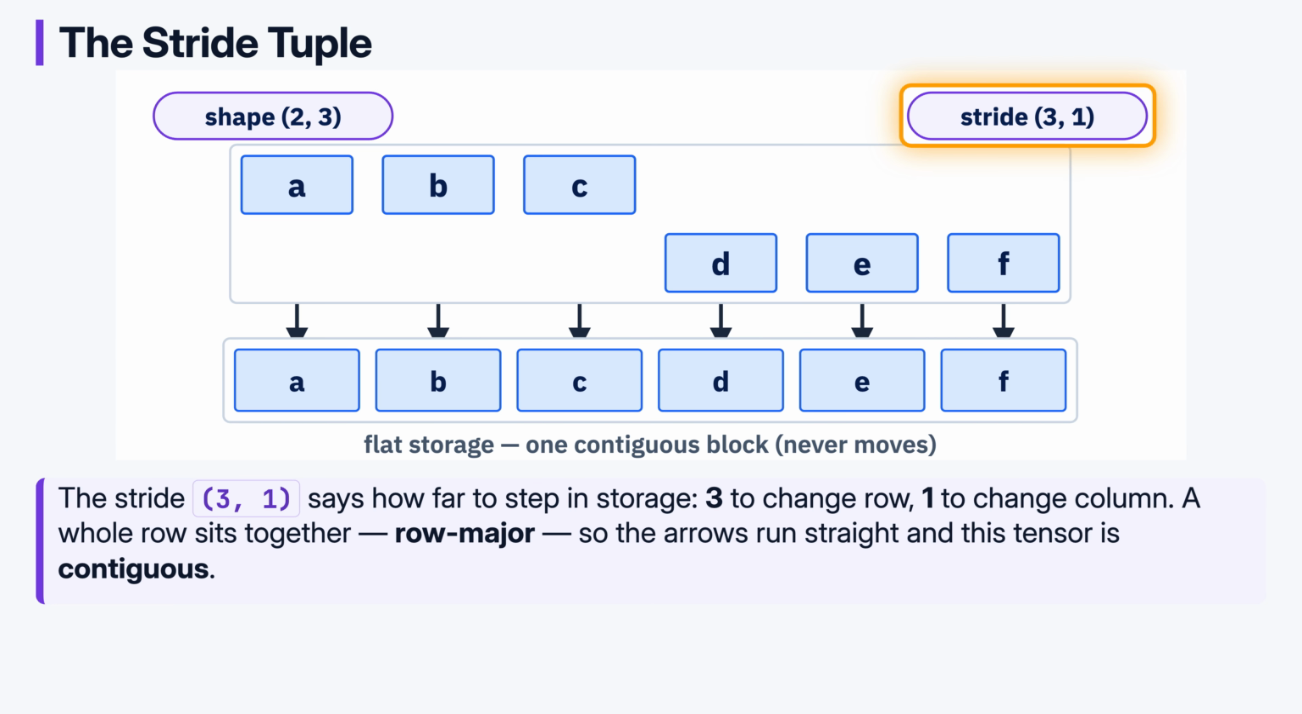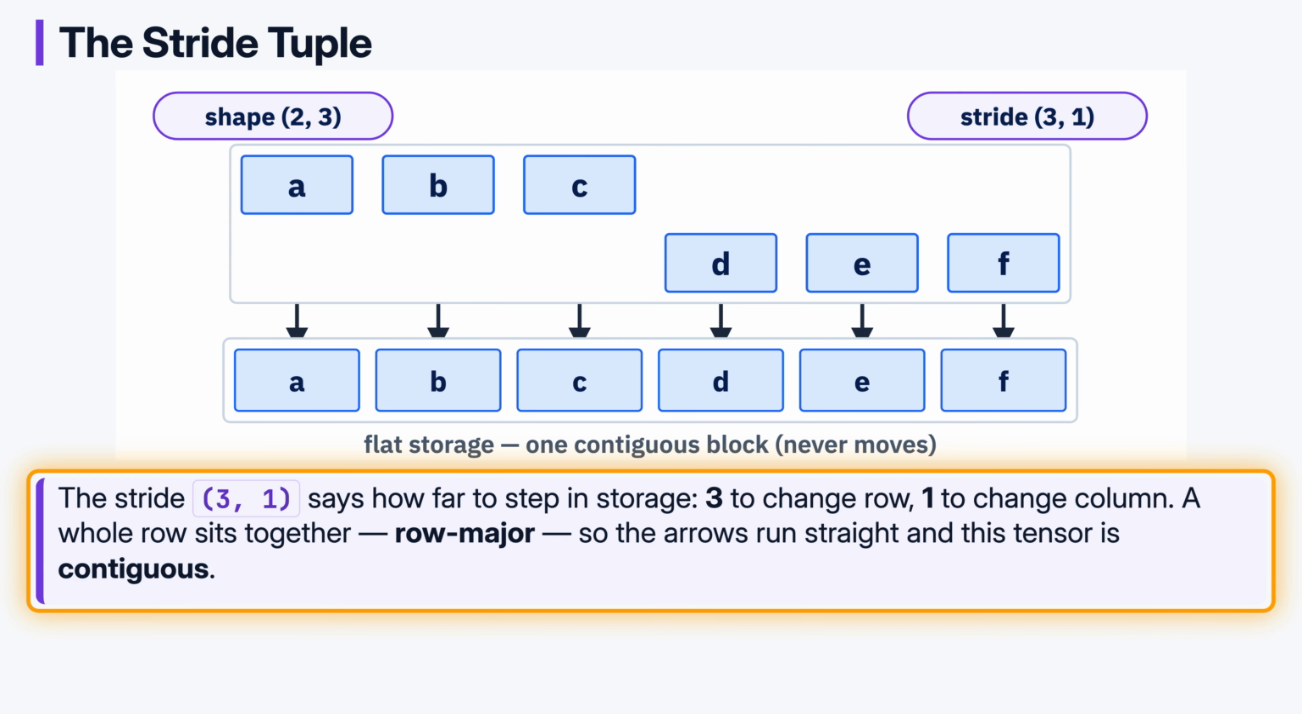The stride 3, 1 says how far to step in storage. Step 3 to change row, 1 to change column. Follow one arrow, from a grid cell down to its slot in storage. A whole row sits together. That is row major, so the arrows run straight. This tensor is contiguous.